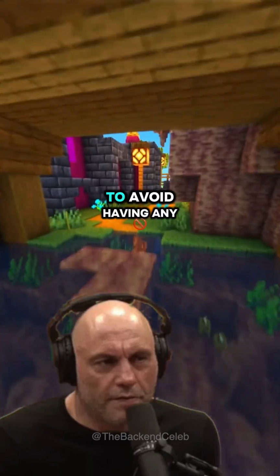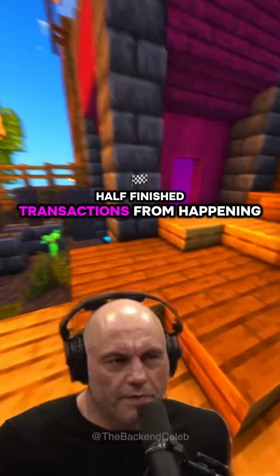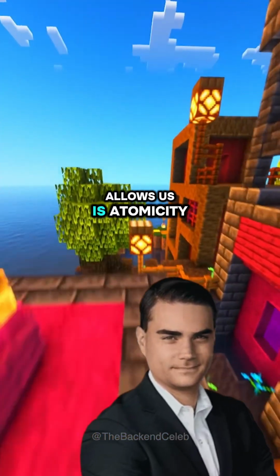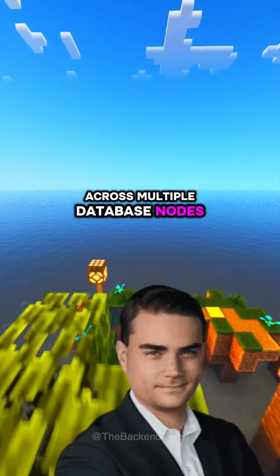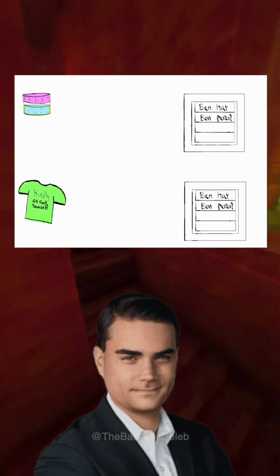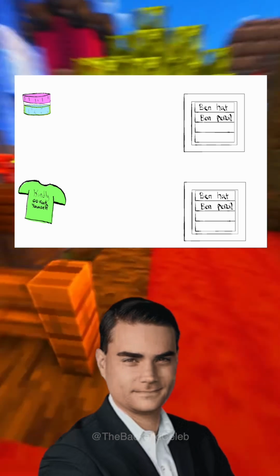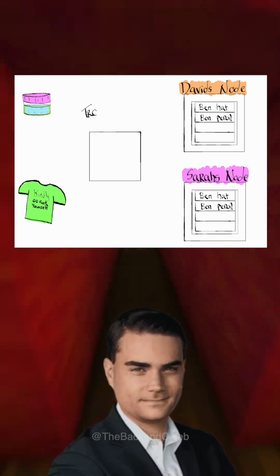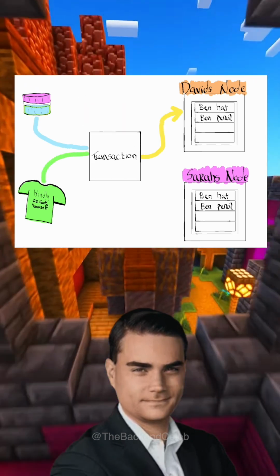So we are trying to avoid having any half-finished transactions from happening? Precisely, Joe. What two-phase commit allows us is atomicity across multiple database nodes. Okay, explain how. Okay, now imagine we decide to create a replication of our orders database on another node. Let's name them David's node and Sarah's node. Now, when our customer places their order, a transaction is sent to both David and Sarah.